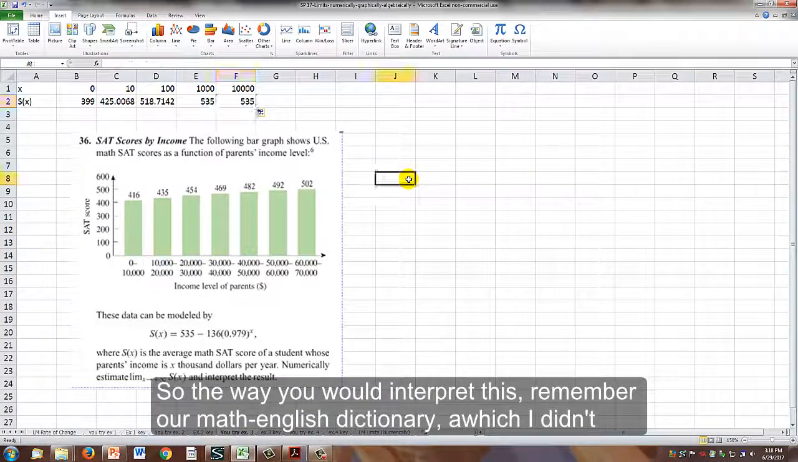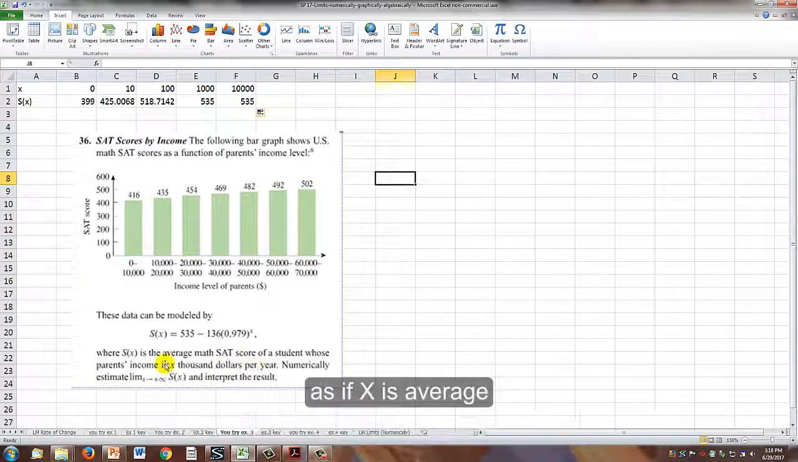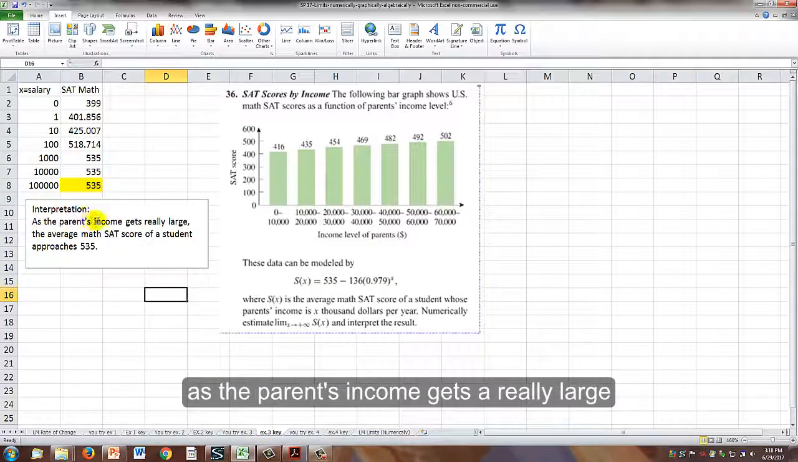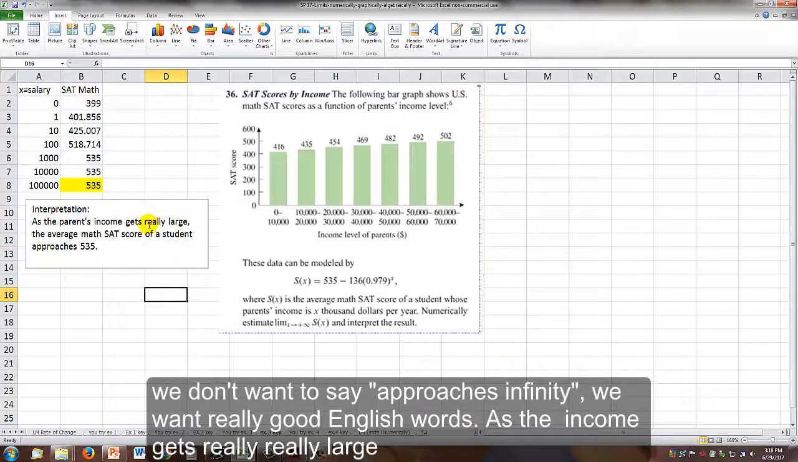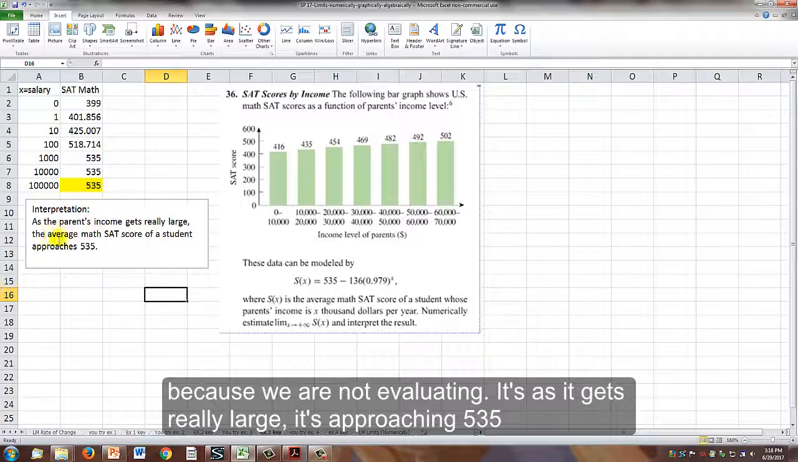So the way you would interpret this, remember our Math English Dictionary, which I didn't write down. X is income in thousands of dollars per year. S of x is average math SAT score. So as the parent's income gets really large, we don't want to say approaches infinity, we want really good English words. As the income gets really, really large, the average math SAT score of a student is going to approach 535. I like the word approach here because we're not evaluating. It's as it gets really large, it's approaching 535.